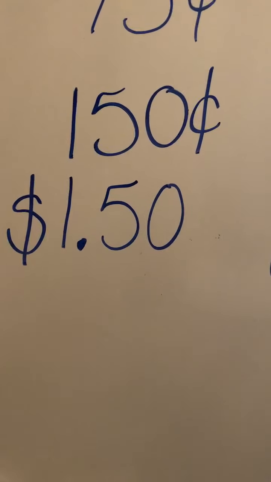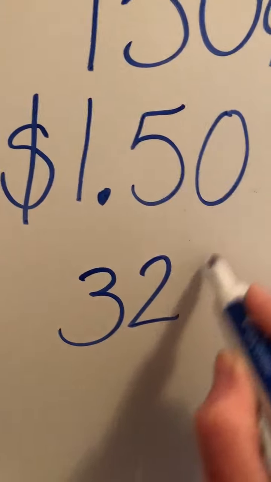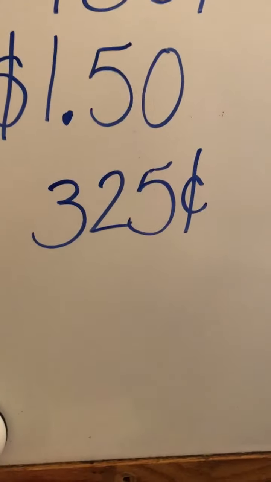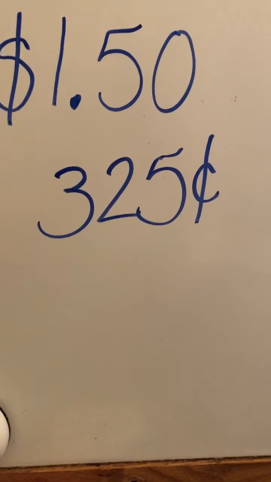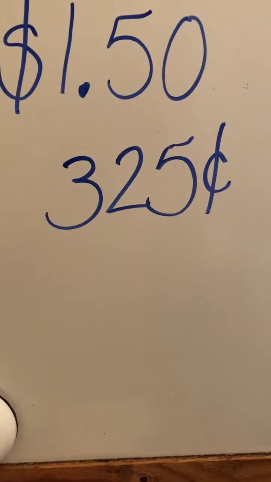Let's say you are buying something for 325 cents. Now, it's the same thing, right? We're not going to see it written this way. That is a lot of coins. So how would we write that using dollars?